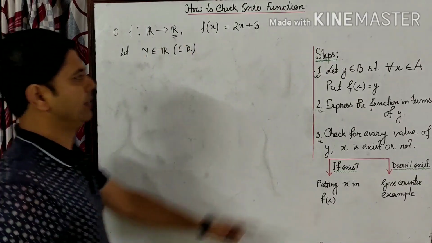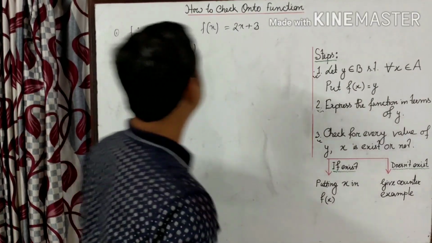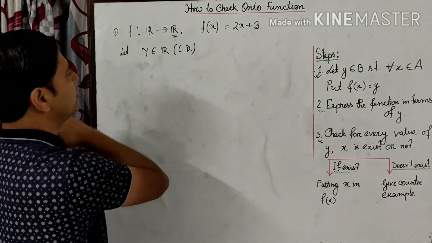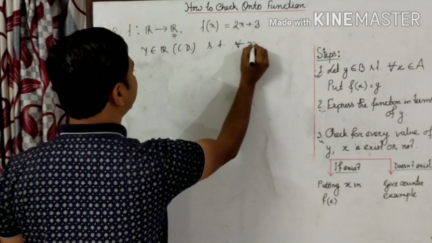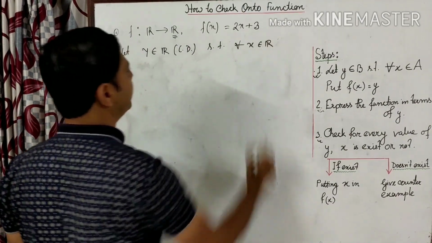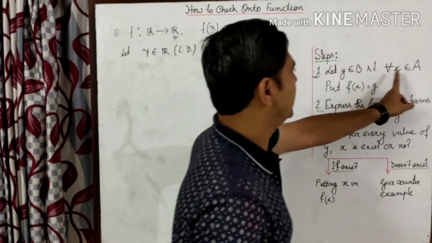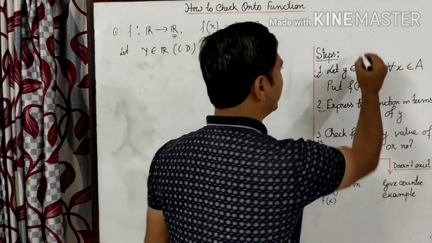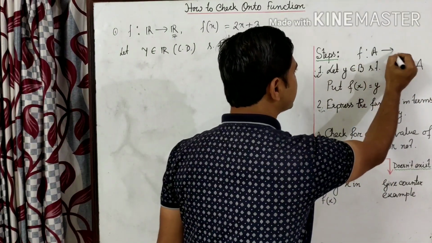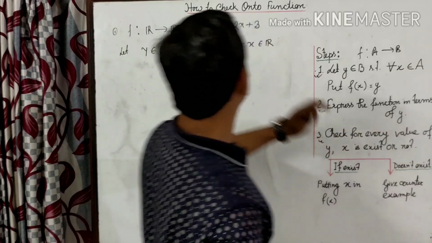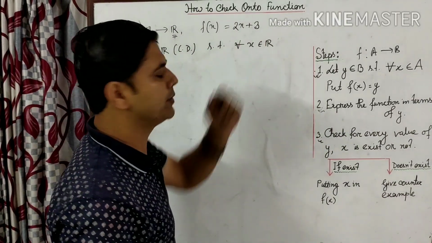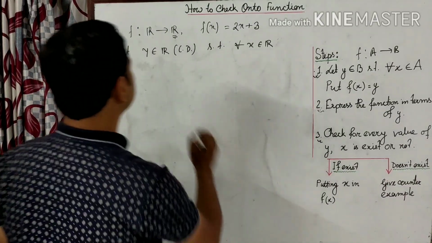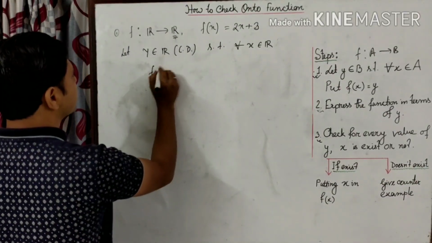This one is R. Let y belong to set B. Therefore, we consider y belongs to R, such that for all x belongs to R. Generally, we consider for all x belongs to set A, when you consider f as a function from A to B. Here, the domain is R. Therefore, we consider x belongs to all the real numbers.